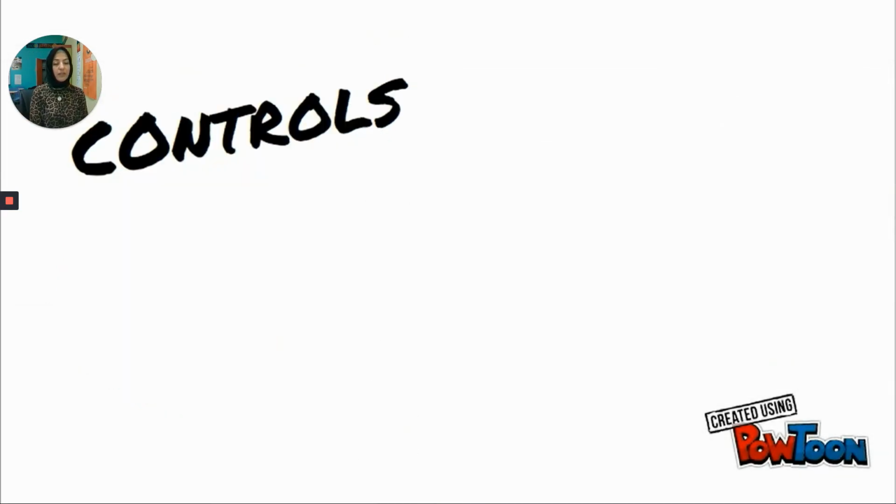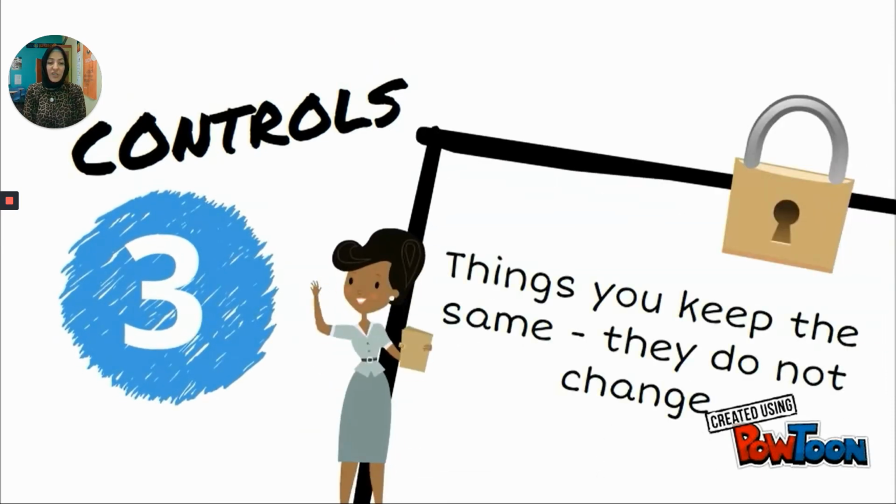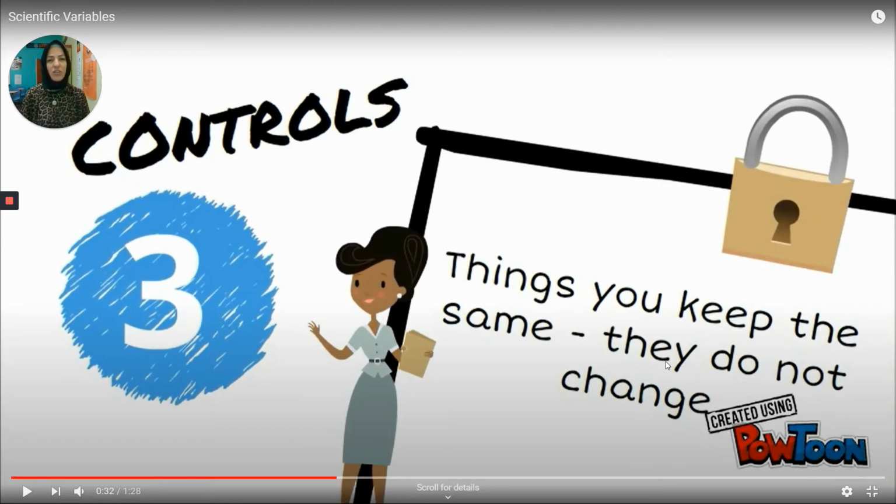The third one is control. These are things that you keep the same. They don't change. So in the previous example, are you changing your room to get up early? Are you changing yourself? Are you changing your clothes? Are you changing your alarm? You're not doing anything. You're just going to bed early. So something that is not changing, okay?